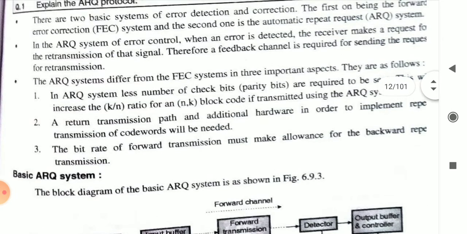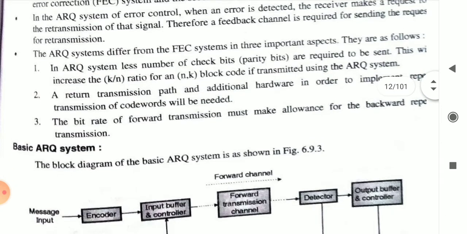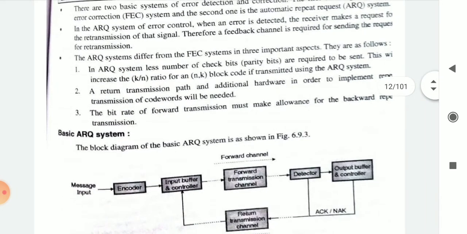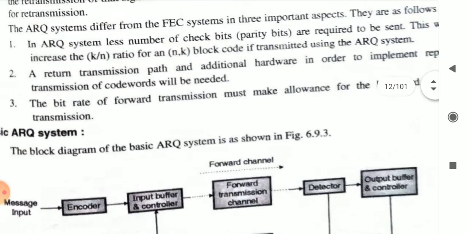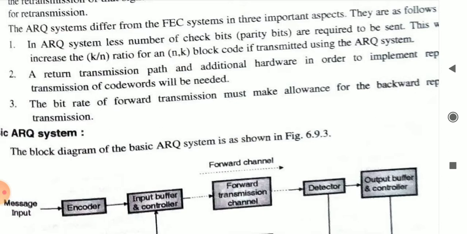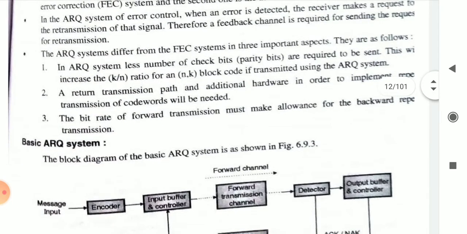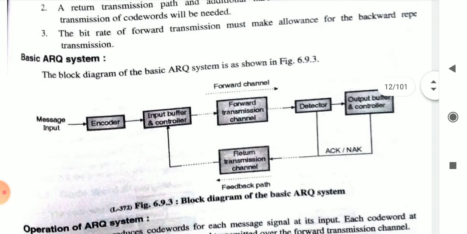In the ARQ system, fewer check bits, that is parity bits, are required to be sent. This will increase the k over n ratio for an (n, k) block code if transmitted using the ARQ system. A return transmission path and additional hardware to implement repeat transmission of the code word will be needed. The bit rate of forward transmission must make allowance for backward repeat transmissions. We studied this in the previous lecture.